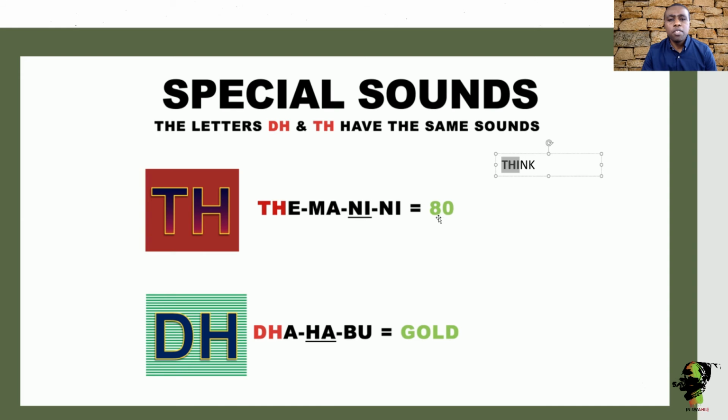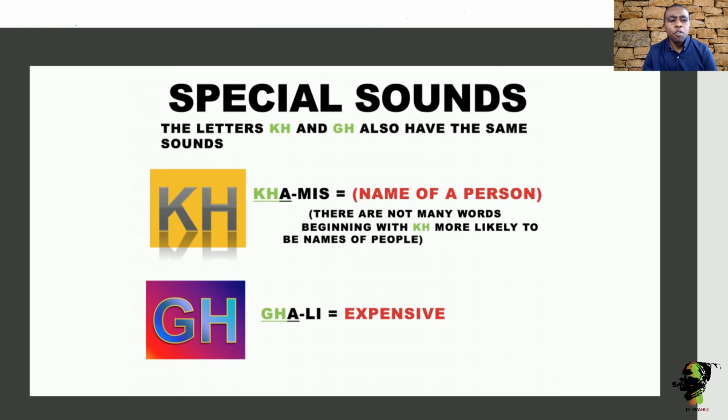So how do you pronounce the word 80? You have a go first. And don't forget to put the emphasis on the second to the last syllable. That's why I have underlined it so that you can remember that. So how do you pronounce the word 80? Themanini. How do you pronounce the word gold? Thahabu. Well done.